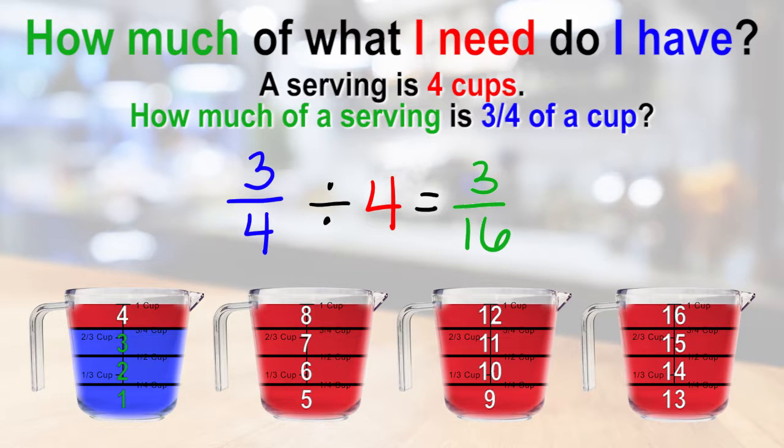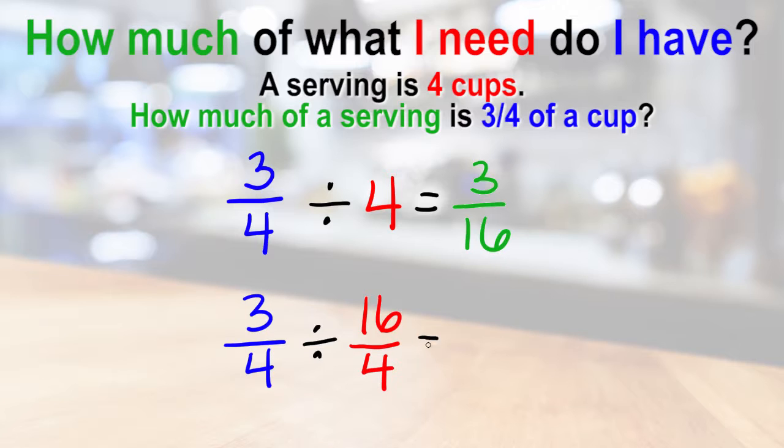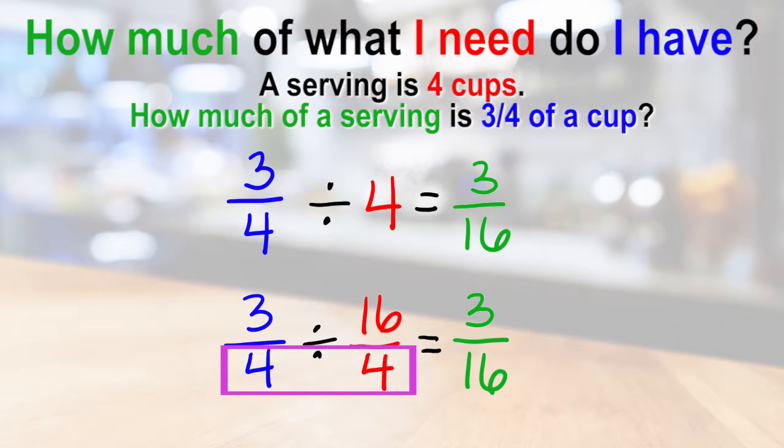Common denominators can also be used to solve this problem. 4 cups divided into fourths equals 16/4. 3/4 divided by 16/4 equals 3/16. When the denominators are the same, the numerators can just be divided. So 3 is divided by 16, which equals 3/16.